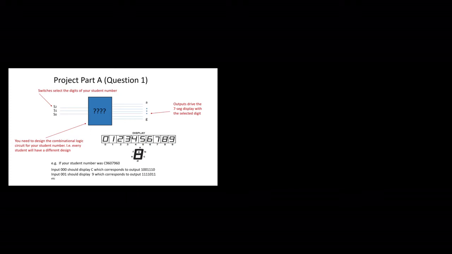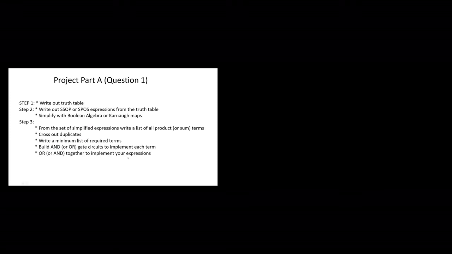So what we did was we came up with these steps. Step 1, write out the truth table. We did that last week. Step 2, write out the expressions, either standard sum of products or standard product of sums from the truth table, and simplify with Boolean algebra, or use Karnaugh maps. So whichever way you want to simplify it is perfectly fine, but you do need to include the working out for your simplification in the report, whether that be the Boolean algebra or whether that be a picture of the Karnaugh map with the groupings circled on the Karnaugh map.